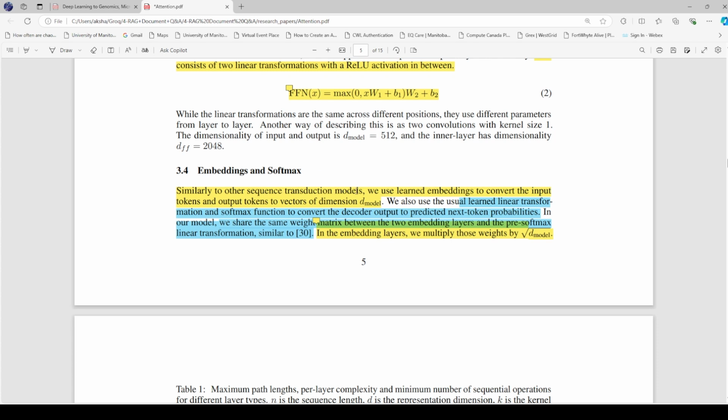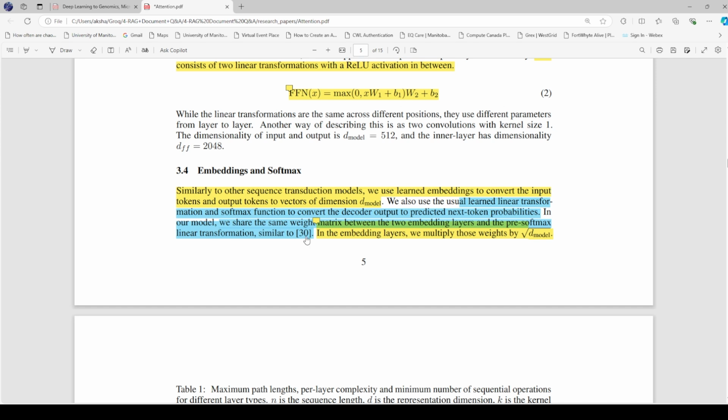So yeah, similar to other sequence transduction models, we use learned embeddings to convert the input tokens and output tokens to vectors of dimension d_model, right? So they convert it into d_model. We also use a learned linear transformation and softmax function to convert the decoder output to predicted next-token probabilities, right? So we share the same matrix.